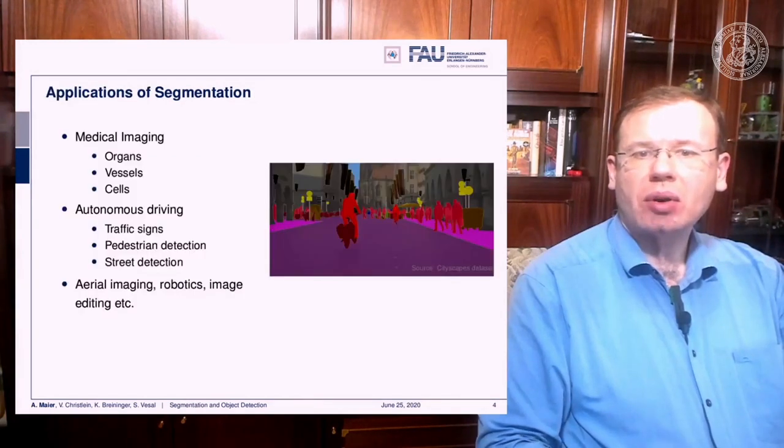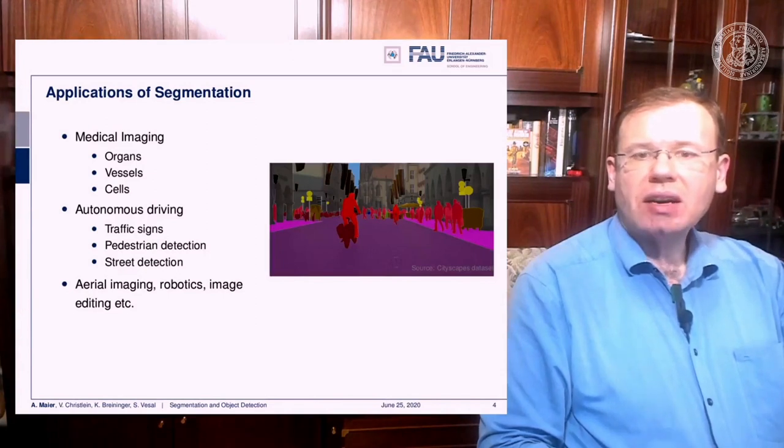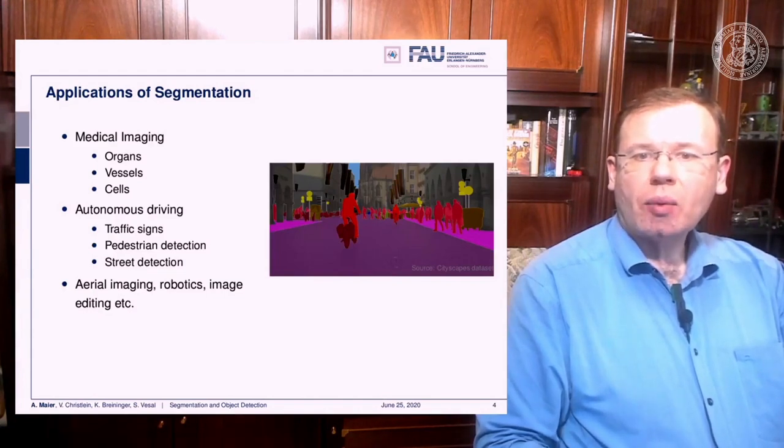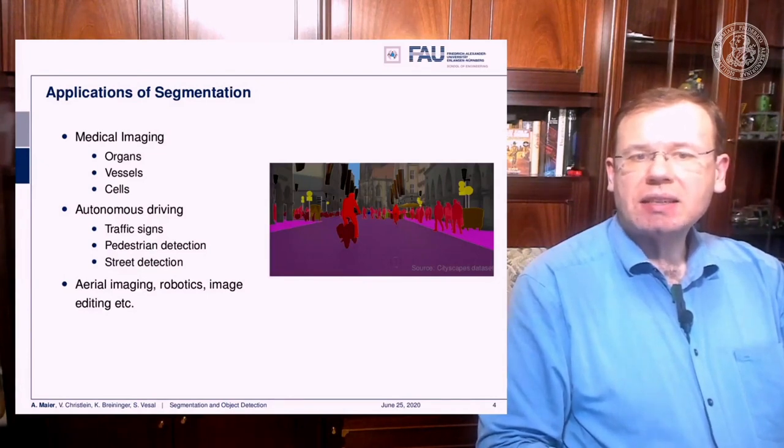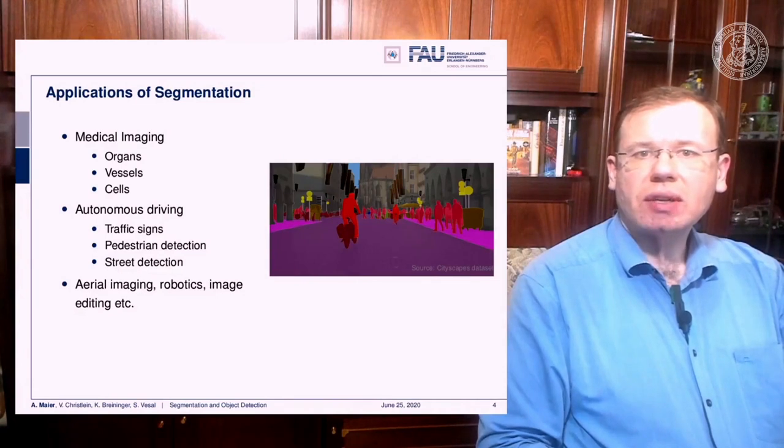You can also think about more complex scenes, like this example here from autonomous driving. And here we are, for example, interested in where the street is, where persons are, where are pedestrians, where are vehicles, and so on. And we want to mark them in this complex scene. And similar tasks can also be done for medical imaging. For example, if you're interested in identification of different organs, where the liver is, where the vessels are, or where cells are. So, of course, there are many, many more applications that we won't talk about here.